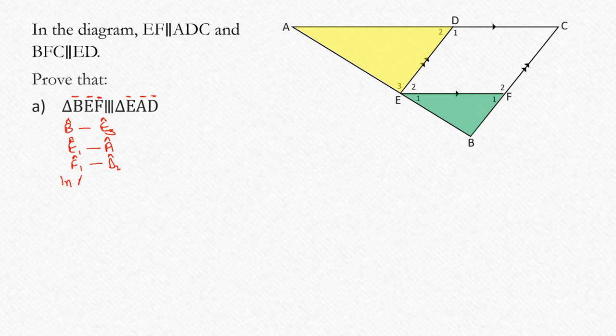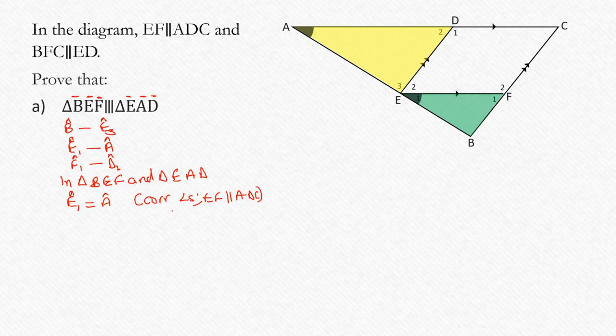So in triangle BEF and triangle EAD, which one can we start with? I think E1 and A there, isn't it? So angle E1 is equal to A. Why is angle E1 equal to A? These are corresponding angles. They are equal because they are corresponding angles, and EF is parallel to ADC.